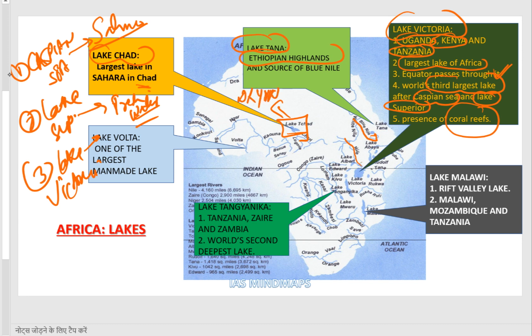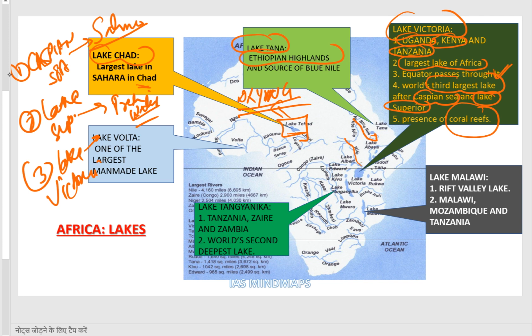It will completely dry up in the same way as the Aral Sea dried up in the Central Asian belt. So Lake Chad will disappear from the map in the next 2 decades. It will be one of the biggest disasters of modern times.